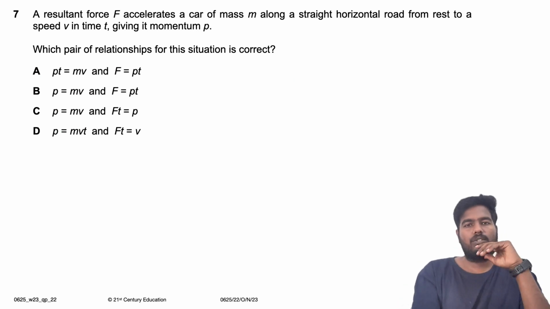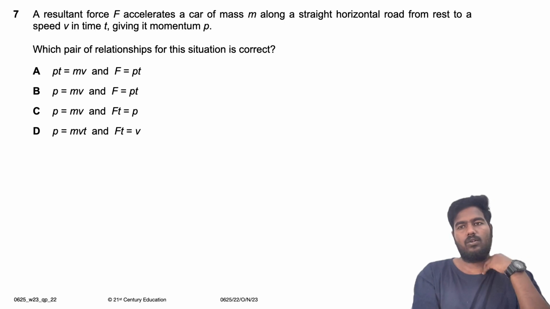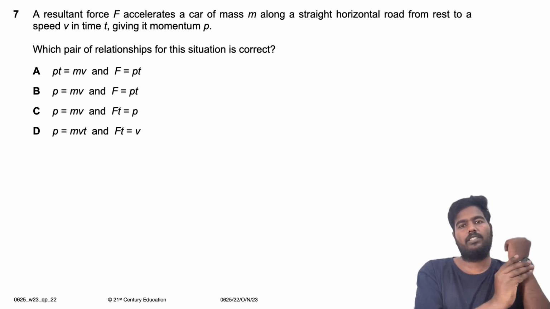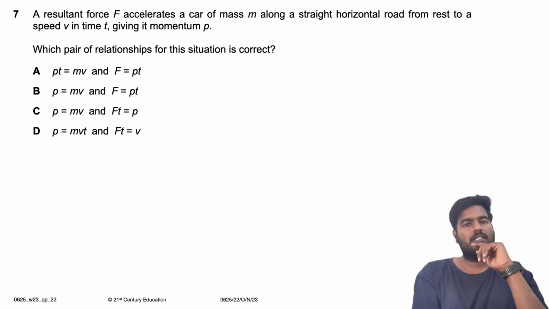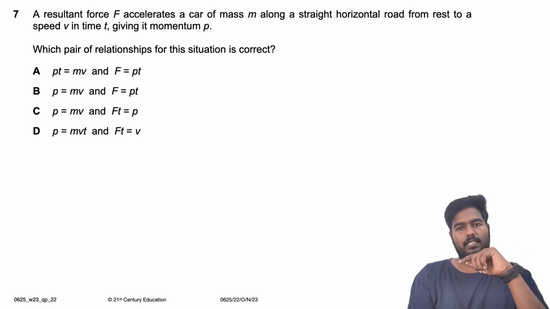A resultant force F accelerates a car of mass m along a straight horizontal road from rest to a speed v in time t, giving it momentum p. Which pair of relationships for this situation is correct? Okay, they are asking about the relationship between momentum, mass, velocity and force.